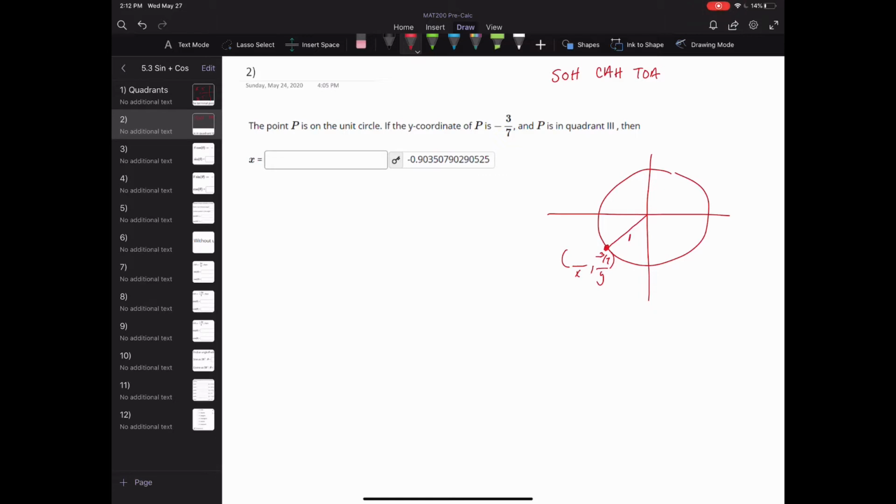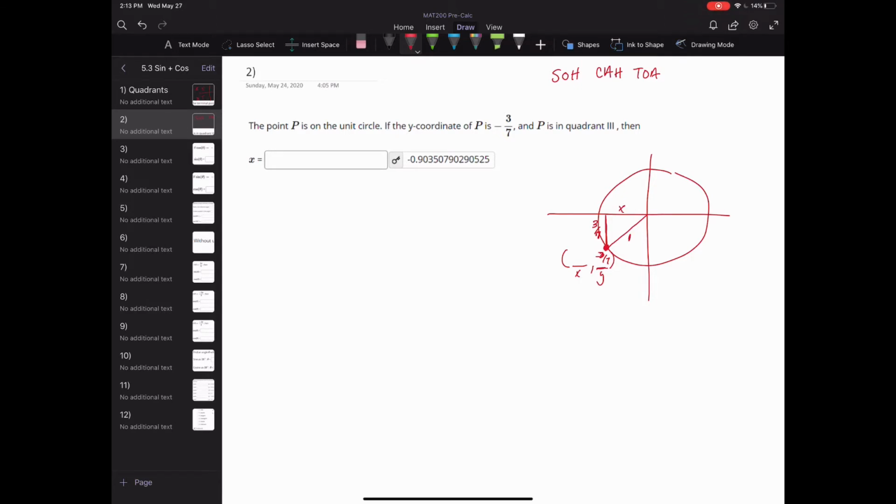Okay, so the point P is on the unit circle. If the y-coordinate, so here's my y-coordinate, is -3/7, and P is in quadrant 3, that's this quadrant, then what is x? And we know it's on a unit circle, so the radius will be 1. Now, that means that this distance here is 3/7, because we had to go down 3/7 to get to that point. We knew the y value. So what's the x value?